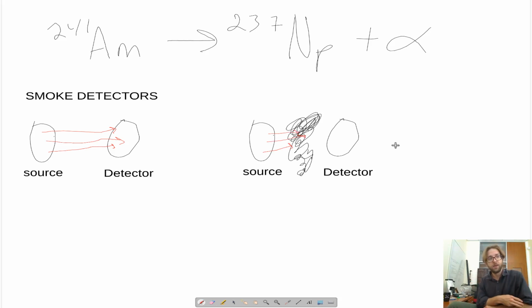So reliable, non-electrically triggered smoke detectors, or non-electrically reliant smoke detectors, can use americium-241. So, okay.